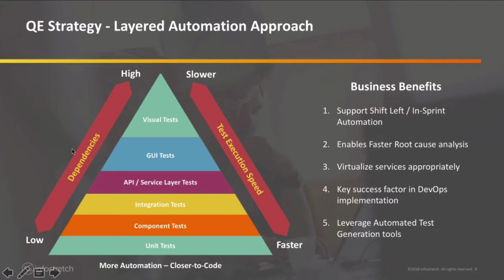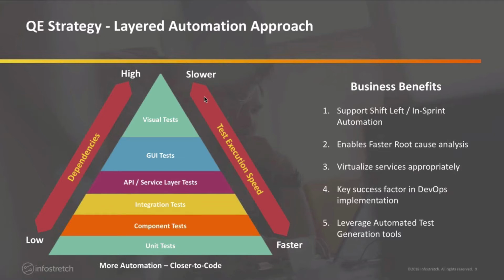The other benefit that you get is the test execution. As you're probably aware, the unit test or the component test, which we call the headless test, is much more efficient in execution as well as less dependent on the components. As it goes higher, the dependencies increase and the test execution becomes slower. So you want to make sure that in your approach you are putting more automation towards the bottom of the triangle compared to the top of the triangle.